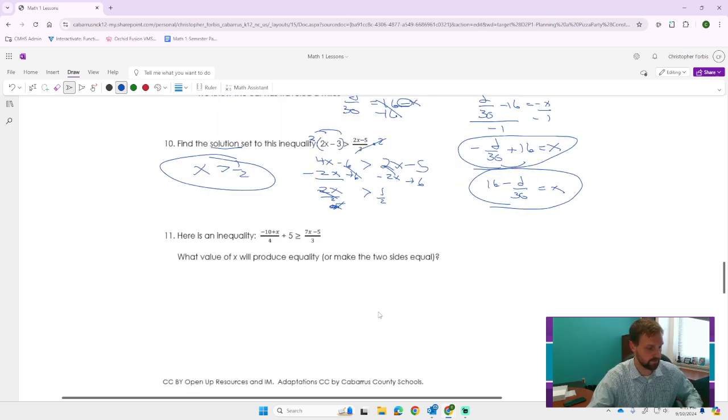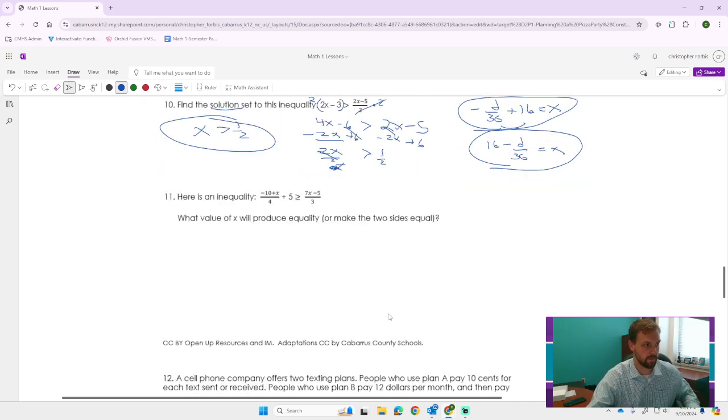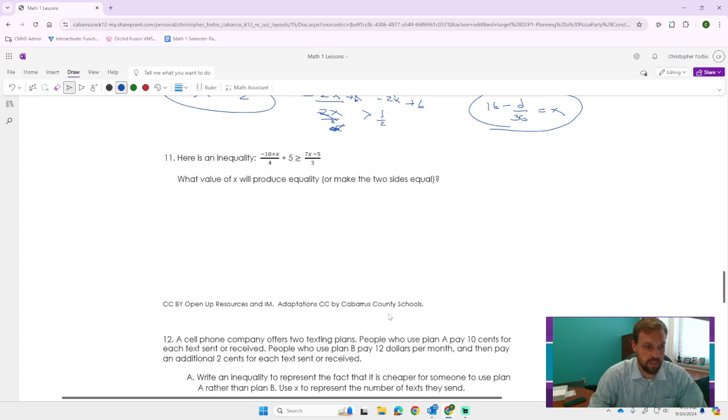All right, let's try 11. Here is an inequality. What value of x will produce equality or make the two sides equal? So remember, this is greater than or equal to, so it wants to know the value that makes it exactly equal to. So essentially, solve it. Okay, just solve for the value that makes them equal.